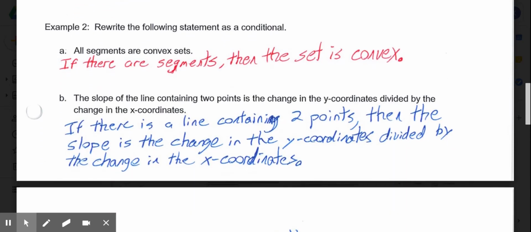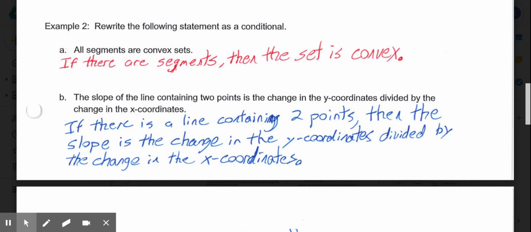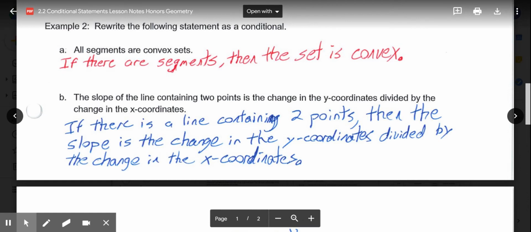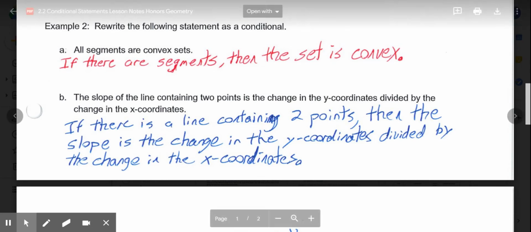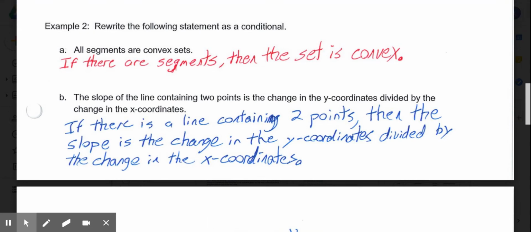In example 2, it asks us to rewrite the following statements as a conditional statement. Statement A says all segments are convex sets. We could say if there are segments, then the set is convex, because in this case, all is an absolute. In all cases, segments are convex sets. So that would be one way to rewrite that as a conditional statement.